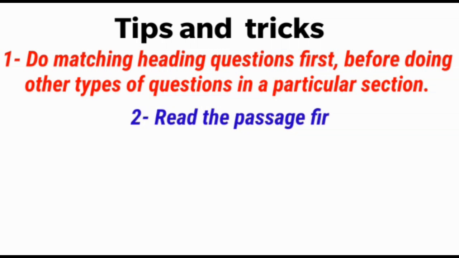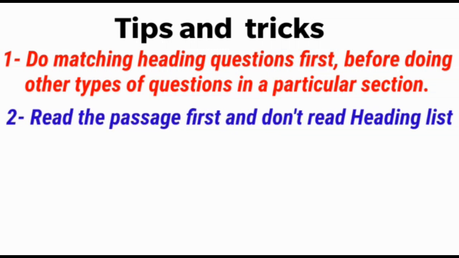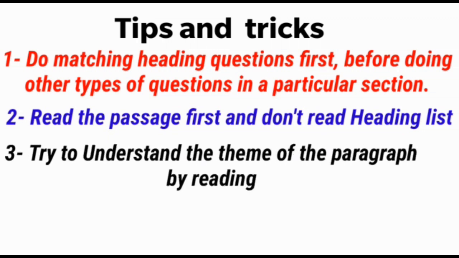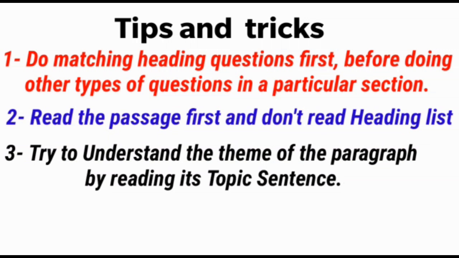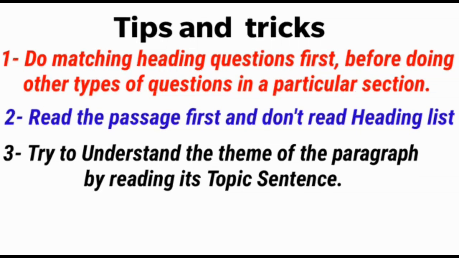Second point is, read the passage first and don't look at the headings at all. Third point is, we need to understand each paragraph by reading its topic sentence. A topic sentence is a way to make it clear to the reader what the paragraph is all about. Generally, the first sentence is the topic sentence, so we can read the first or second sentence and the last one to get the main idea of a paragraph. But it's not a rule.